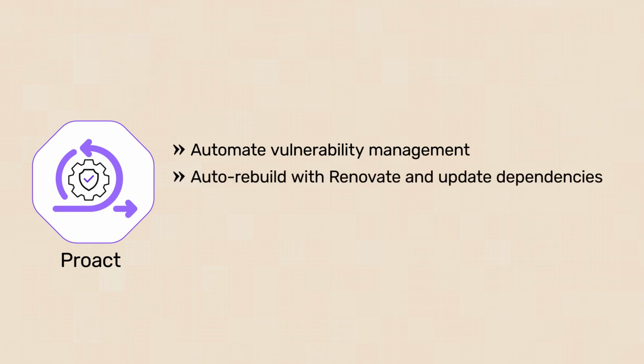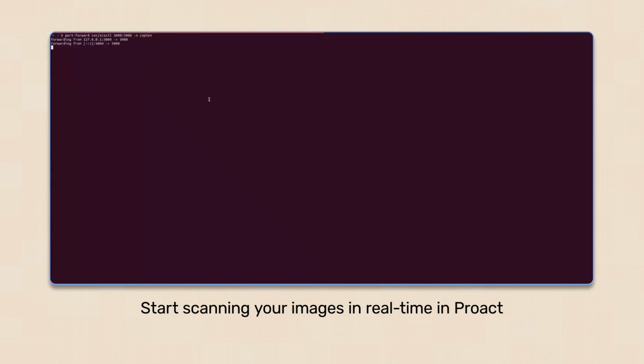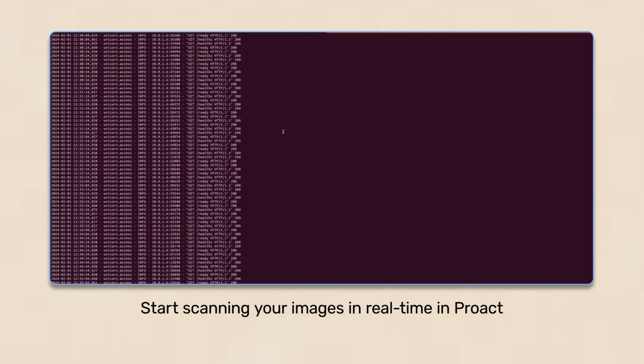Furthermore, streamline your security with ProAct, our agnostic tool that automates vulnerability management, updates dependencies, and keeps container images updated, all with minimal manual effort like one-time configurations. Once you deploy ProAct in your Kubernetes cluster, start the scan through port forwarding for Capten. As the logs load, watch the scan in real time.